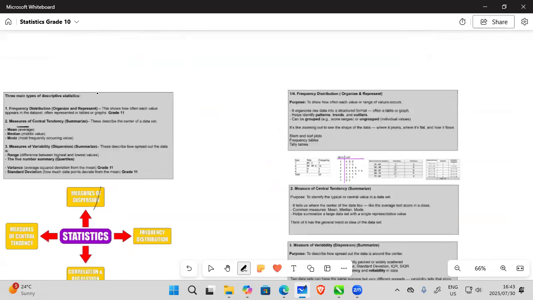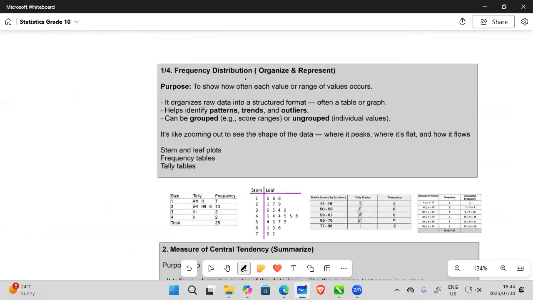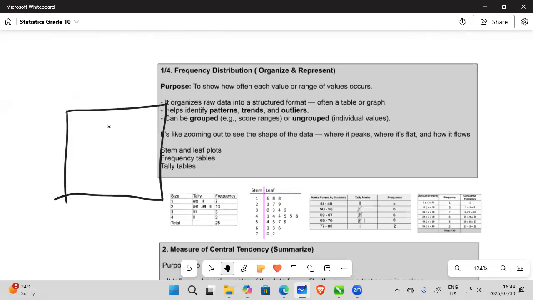Right, now let's zoom in on each of these. So we're going to zoom in on this one here, and we're going to understand exactly what frequency distribution is about. So remember, we said it helps us to do 2 things: organize and represent data. And so basically, it's there to show you how often each value or range of values occurs. So I have a sheet, right, with people's answers on it. We need to organize it. We need to put it in a useful way that we can read from. And so what do we do? We make use of stem and leaf plots, which is here, frequency tables, which is here, or tally tables, which is here as well. Can you see that? And so that's basically what we do.